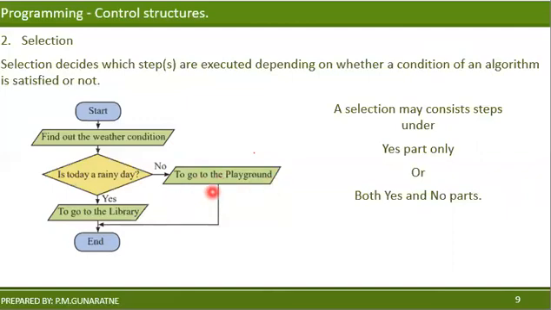That doesn't matter. So going to the playground or going to the library depends on the answer to this question, right? This is called the condition. Depending on the answer to this condition, this one or the other one will take place, not both at the same time, only one at a time, right? Okay, that is the nature of a selection. So that is the second control structure that we have studied.